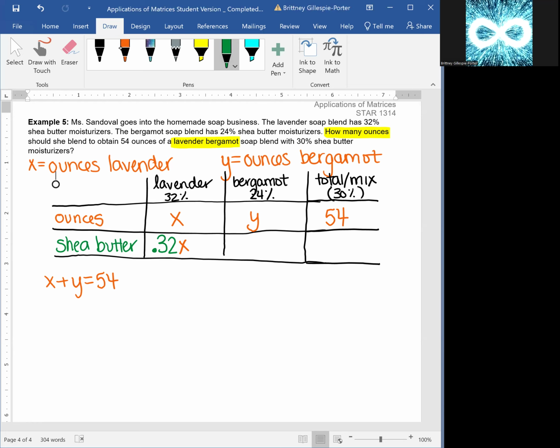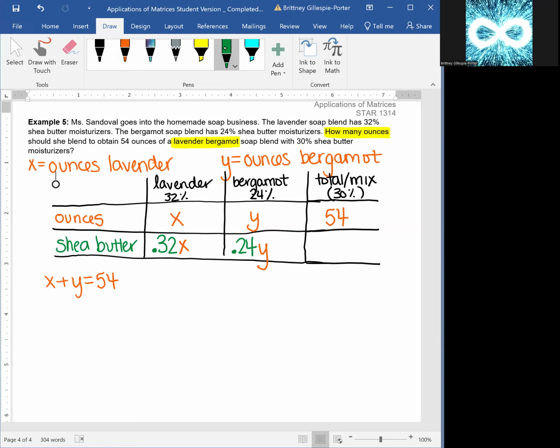For our bergamot soap, 24% of the bergamot soap is shea butter. 24%, move the decimal 2 places to the left, or take 24 divided by 100, you wind up with 0.24. Of means times our bergamot amount, and we don't know how much that is. Remember, we called it Y.